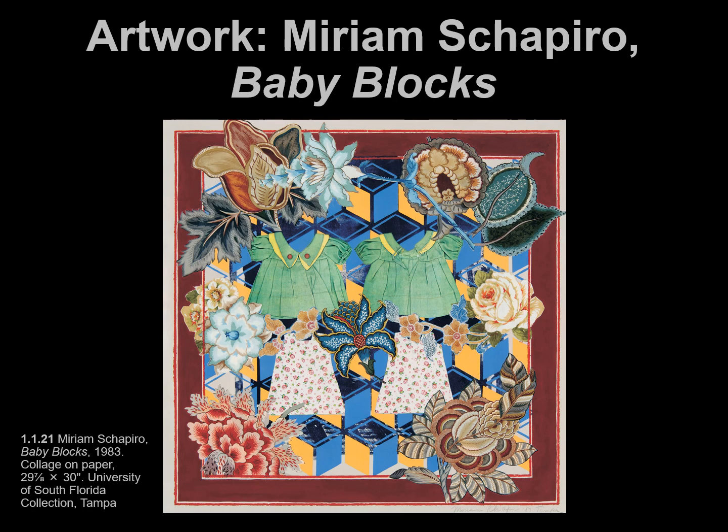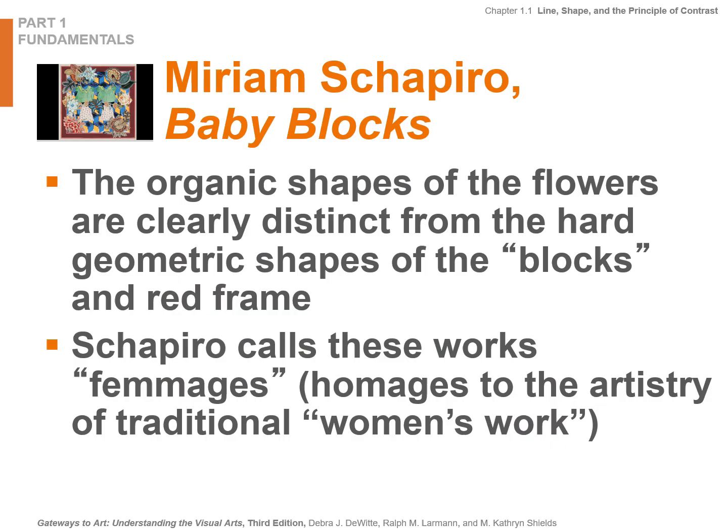This work by Miriam Shapiro called Baby Blocks shows how you can create a very dynamic image by contrasting organic and geometric shapes together in the same image. You have this geometric pattern in the background, right? You see this in the background. And then you have these organic shapes, these flowers that contrast against those and really make them pop forward. So that kind of use of those two different elements together creates a much more interesting image.